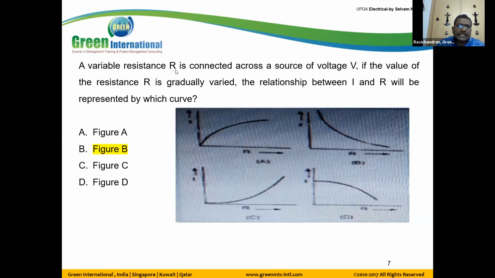A variable resistance R is connected across a source of voltage V. If the value of the resistance R is gradually varied. Just assume that the circuit is like this. A variable resistance, so we put an arrow mark here, is connected across a source of voltage.